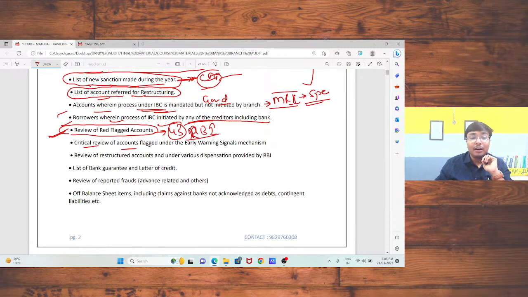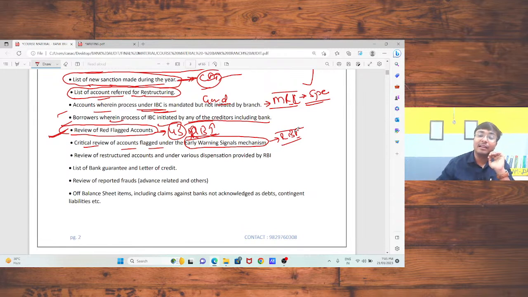Now, critical review of accounts flagged under the early warning signal mechanism. There are early warning signals also provided by RBI. Okay, if these early warning signals are there, in that case those will be classified as your red flagged accounts.